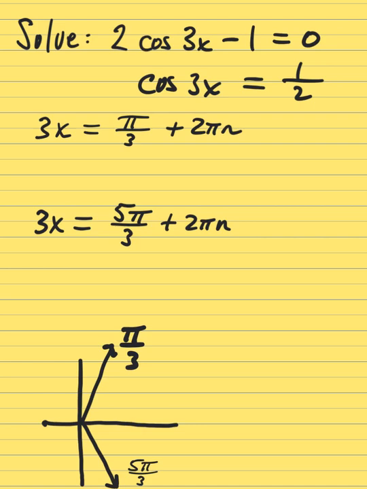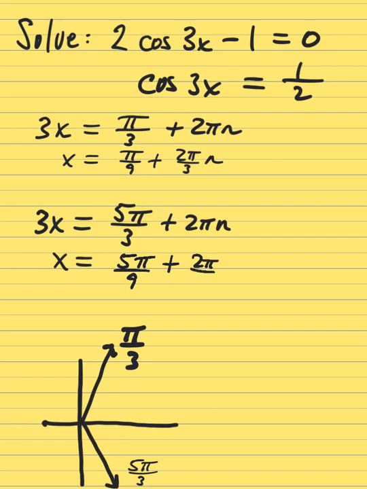Dividing all the way through by 3, we get x equals pi over 9 plus 2 pi over 3n. Divide each term by 3. And then the same thing on the second equation, 5 pi over 3 divided by 3 plus 2 pi divided by 3 n.